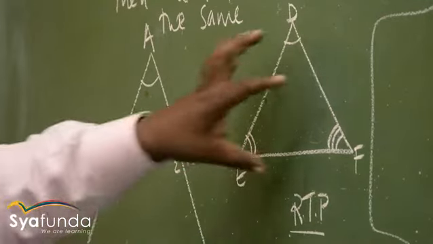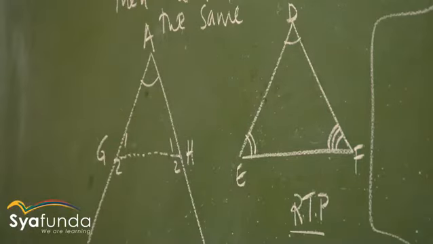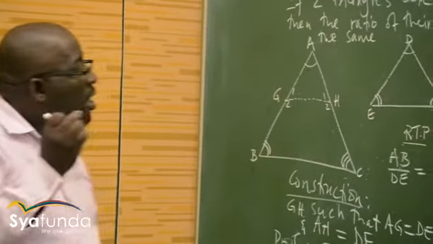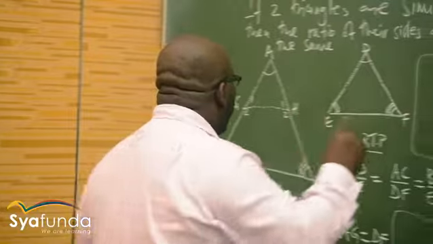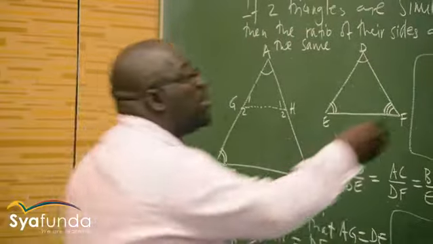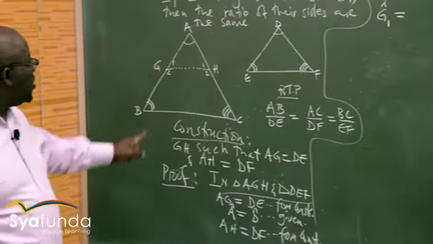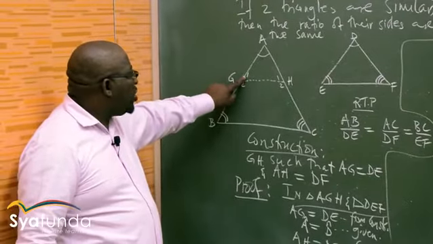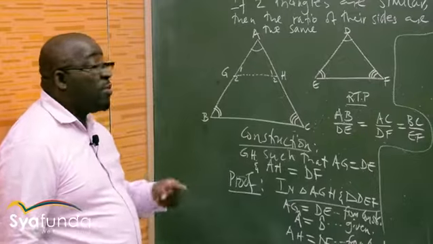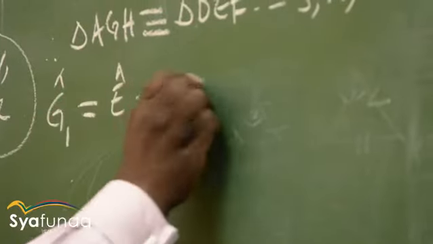In other words, if I take this triangle, it will be exactly on top of it. Right. So what can we say here? We can now safely say angle G1. Do you see angle G1? Yes, we can see angle G1. It is equal to what? Angle G1 will be equal to angle E. Where do we get that from? From congruency. We got this from congruency.